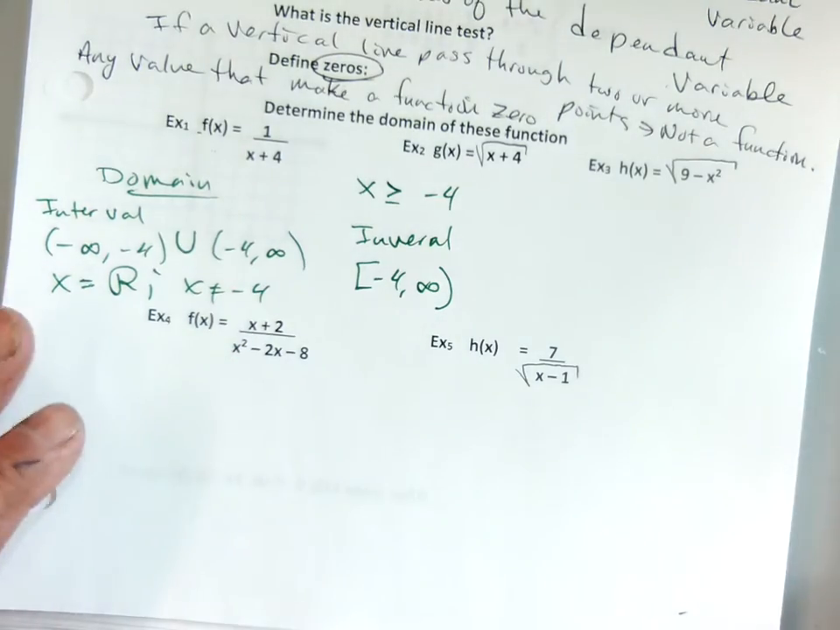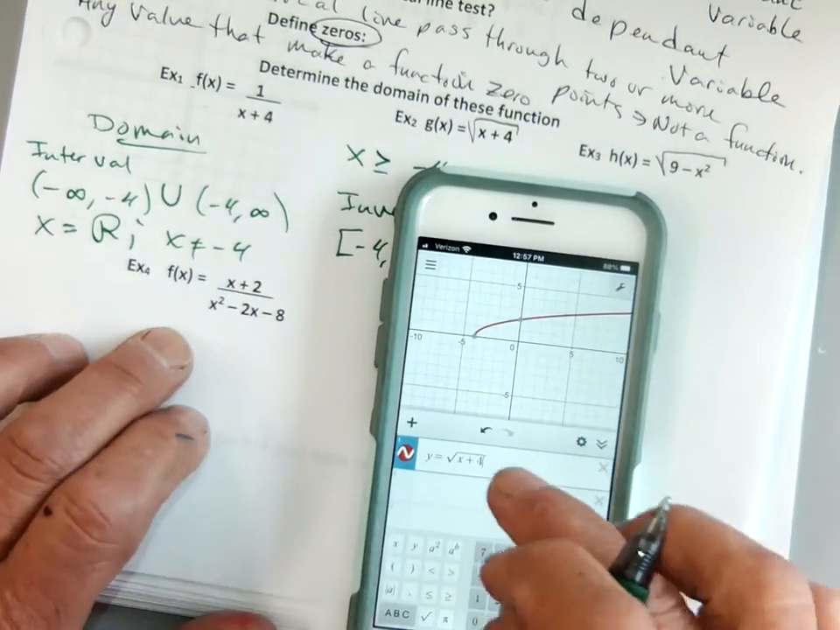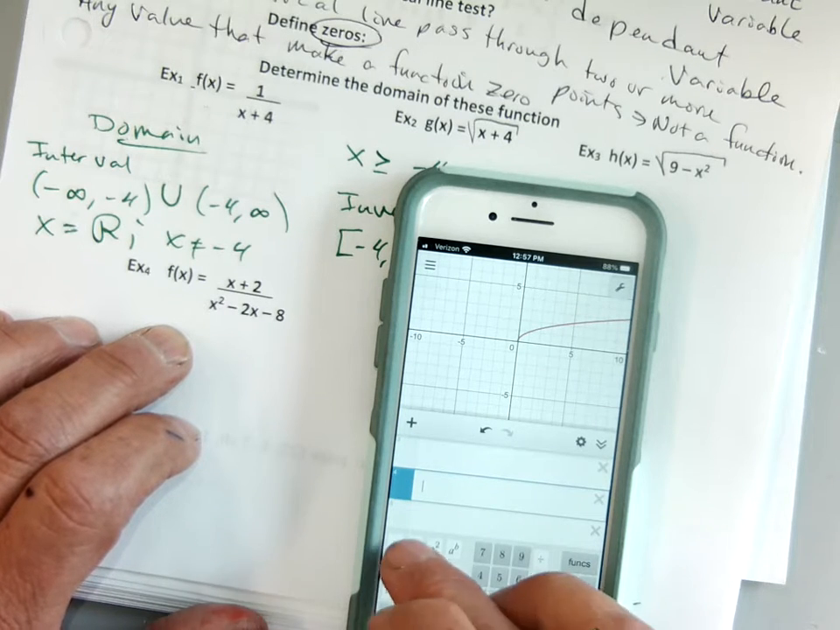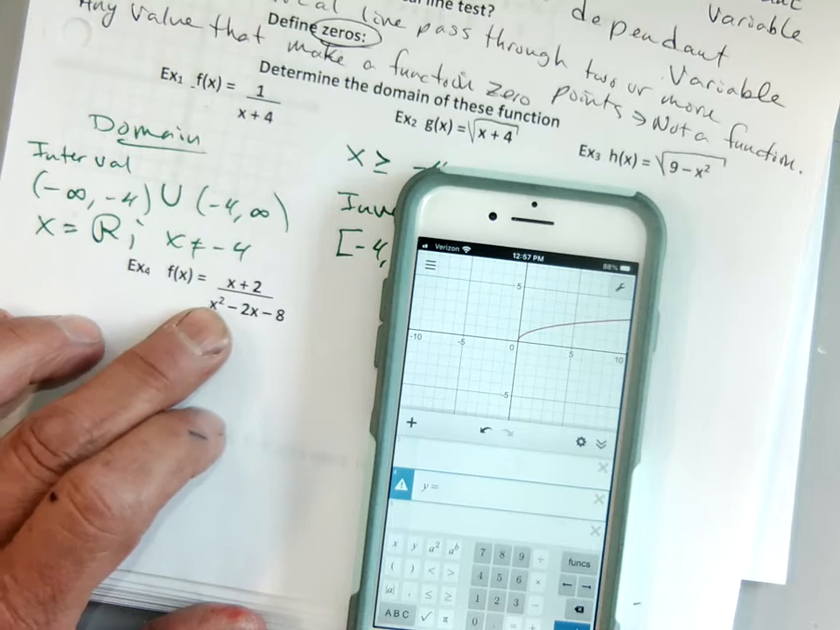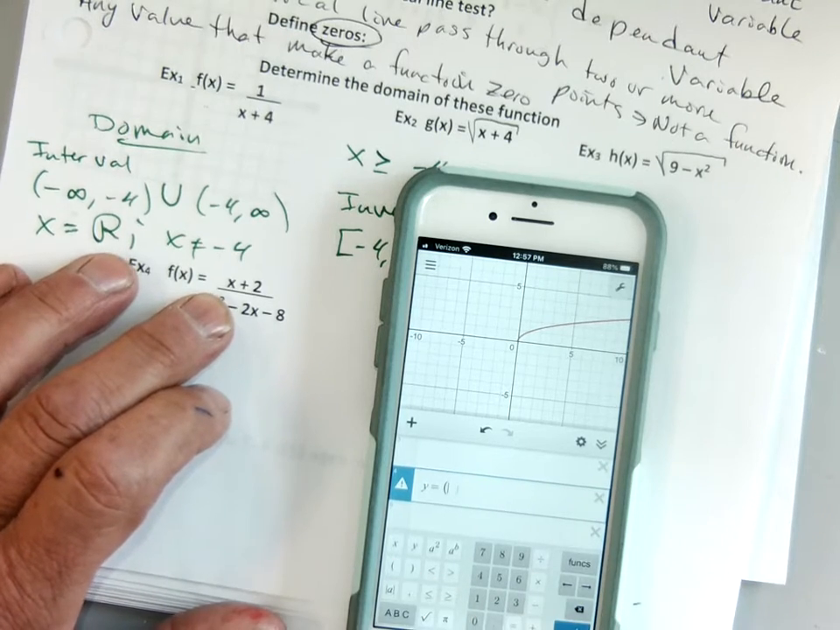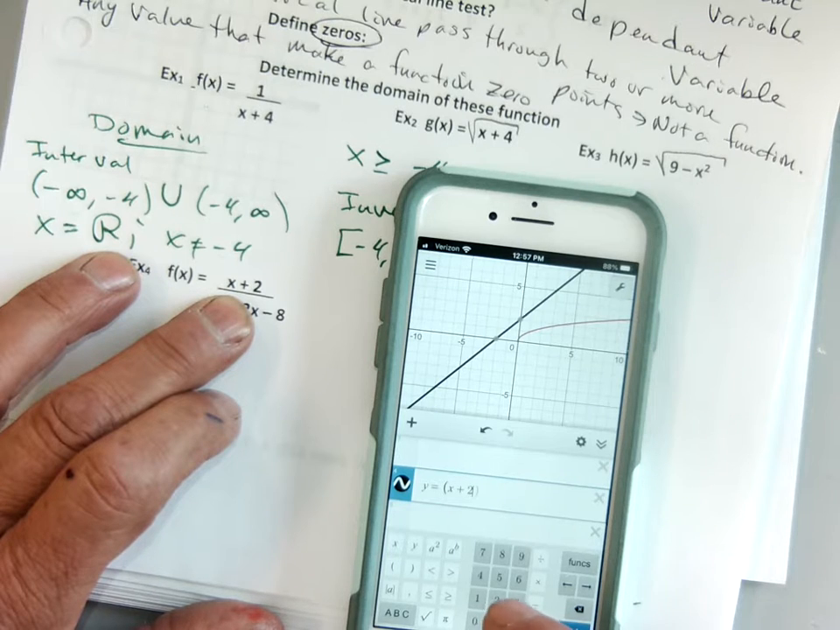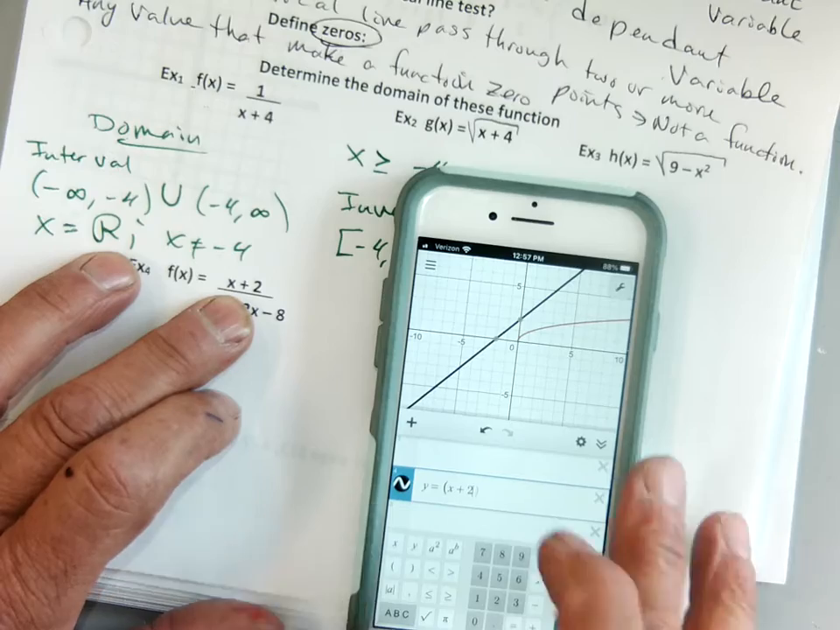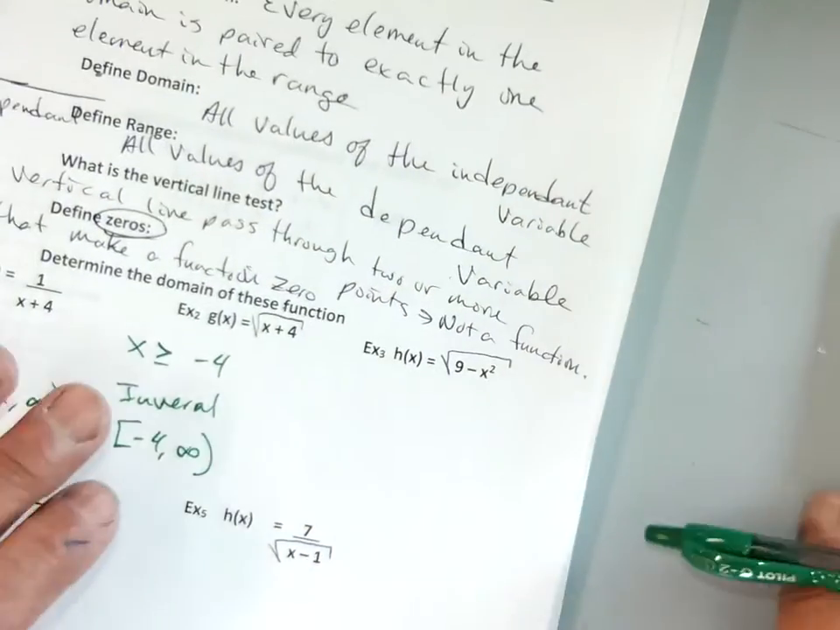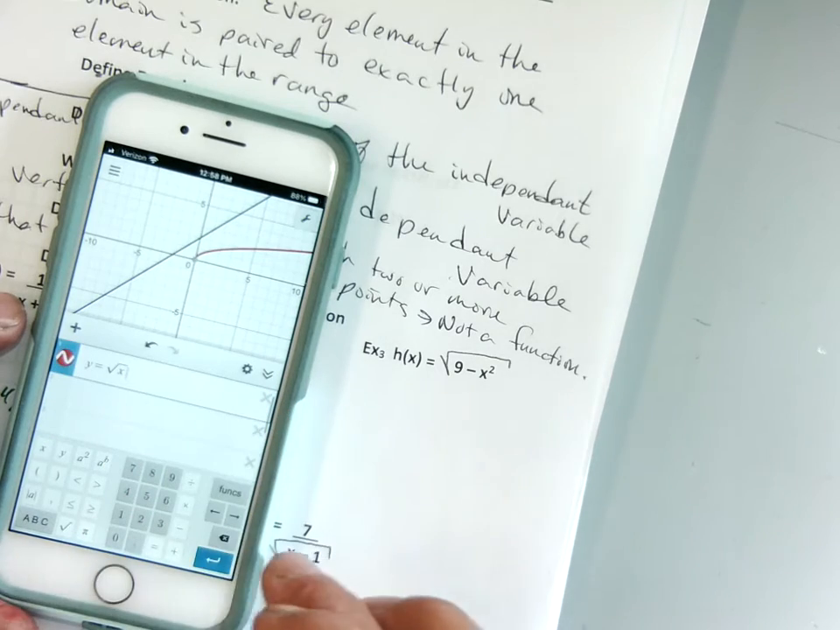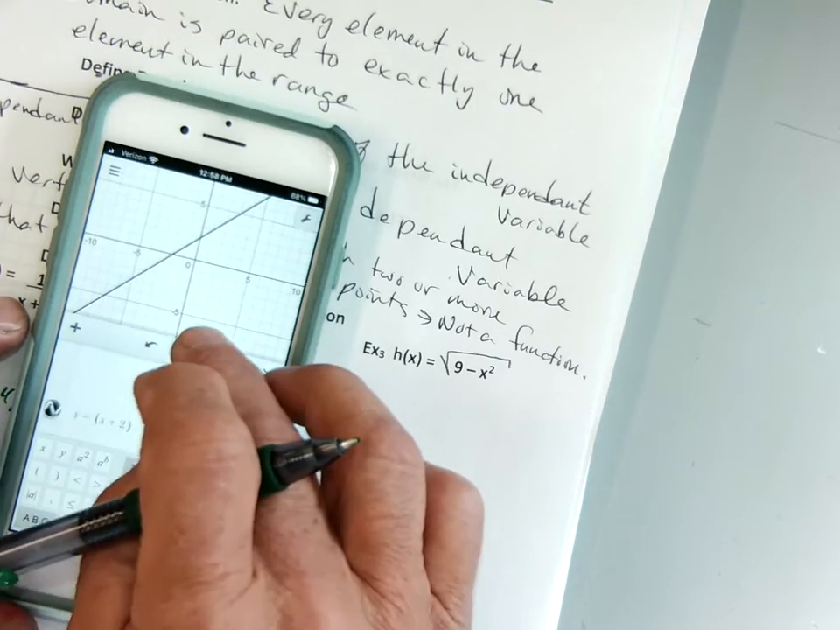Okay, now, what about example 4? Let's graph example 4 and see what happens. Okay, let's just graph this one. And y equals, and you're going to have to use parentheses twice. Parentheses x plus 2. Oops, back up. Okay, graph 3 and see what happens.